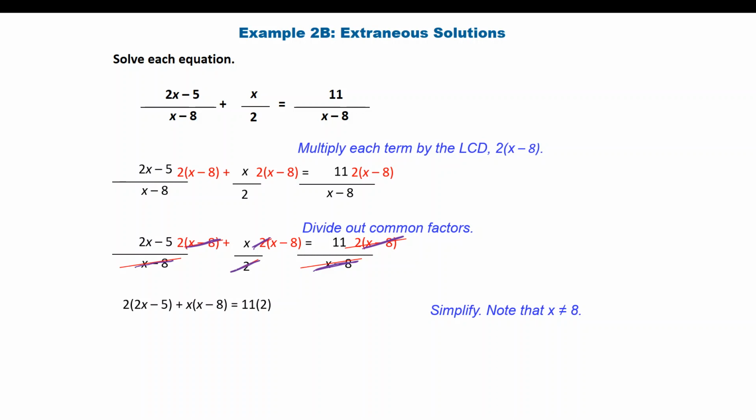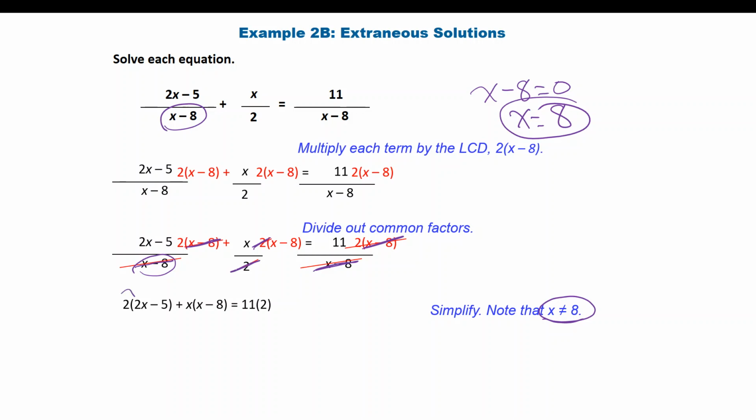But one thing I need to make special note of is that x cannot equal positive 8, because down here, x minus 8, if x minus 8 is going to equal 0, that means x equals 8. So when x equals 8, our equation is undefined. So let's go ahead and multiply this through and get all of our like terms together.